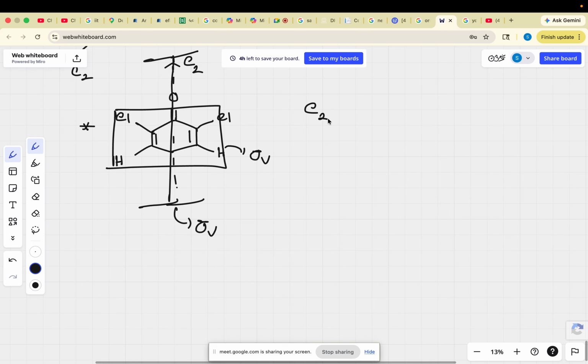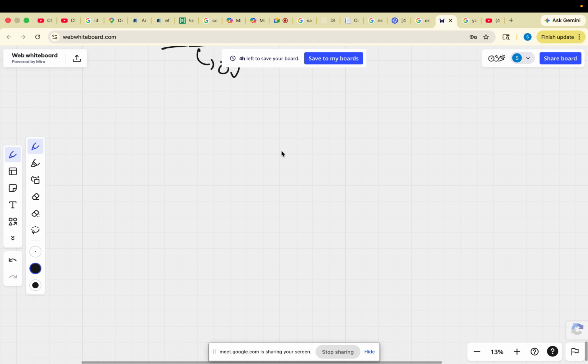So you have one C2 axis and two sigma v. Sigma h cannot be present, because if you pass a perpendicular plane, the Cl and hydrogen are not mirror images. Apart from that, you have a double bond on one side, but on the other side you have nothing. So C2 and two sigma v will lead to the C2v point group.